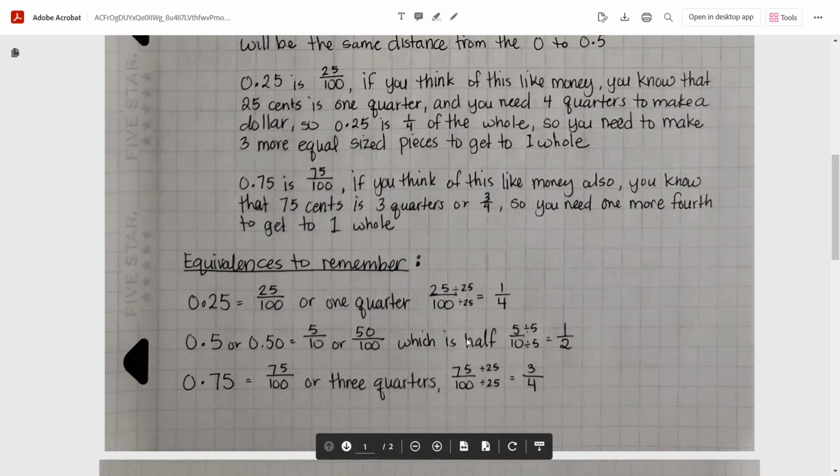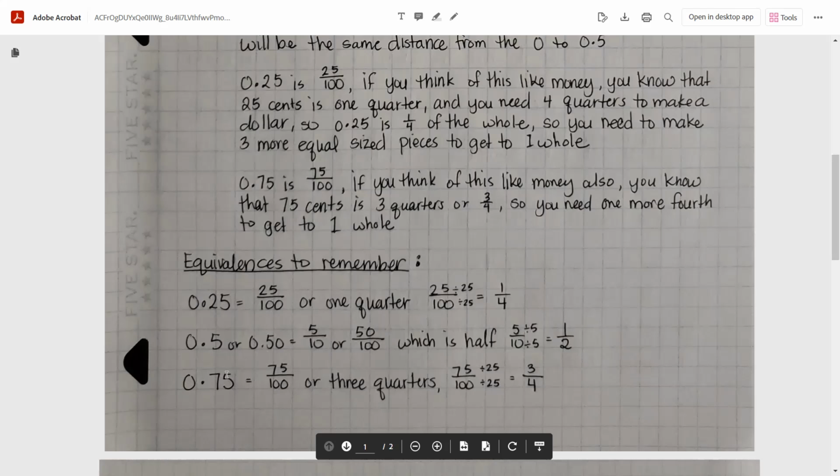So that's 1/4. 0.5, or you can write it as 0.50, whichever you prefer, is 5/10 or 50 hundredths, which is half. We know this because 5/10, if you divide the numerator and the denominator both by 5, 5 divided by 5 is 1, 10 divided by 5 is 2. If you wanted to do it with this one, you could divide numerator and denominator by 50. So 50 divided by 50 would still be 1. 100 divided by 50 would still be 2. So that's half. Anytime you're seeing 0.5, you know we're talking about half of whatever it is.